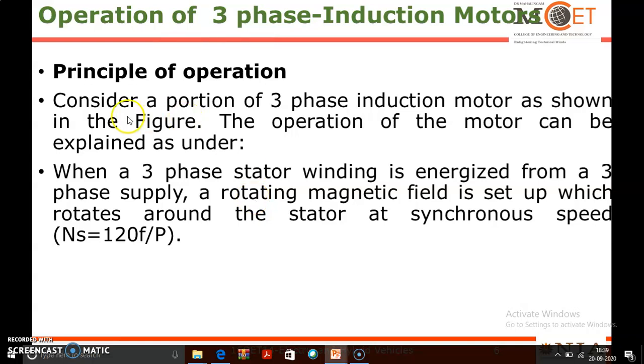Next, the principle of operation. Consider a three-phase induction motor, which is shown in the next slide figure. The operation of the three-phase motor can be explained when the three-phase stator winding is energized from the three-phase AC supply. Then the rotating magnetic field is set up whose speed is the synchronous speed, Ns equal to 120 f by P, where f is the supply frequency and P is the number of poles in the stator.